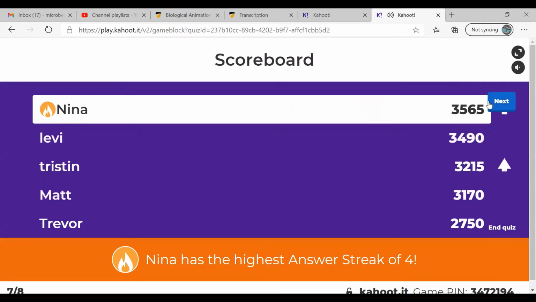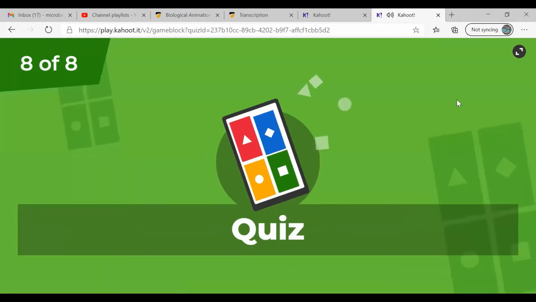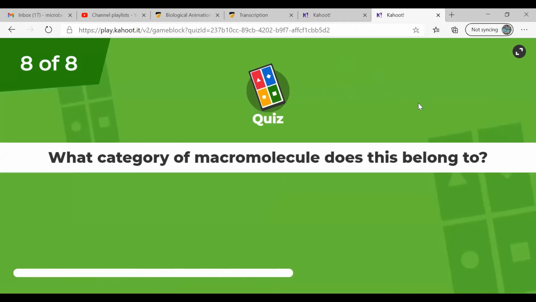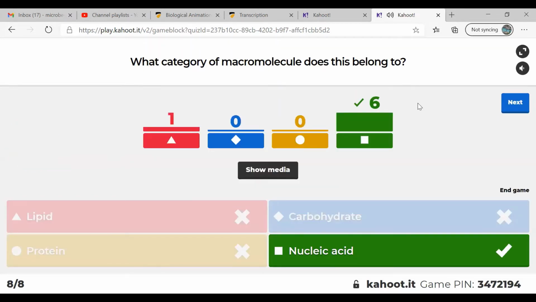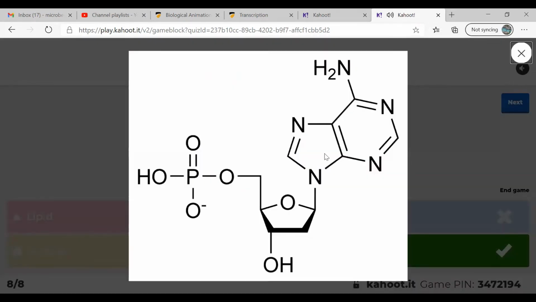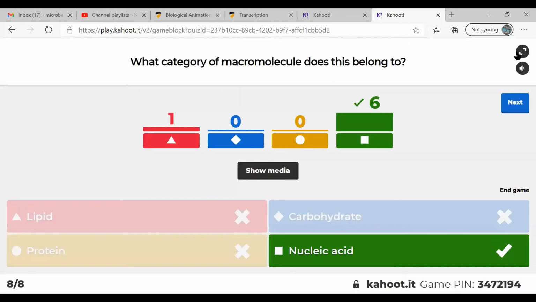Okay, I think there's one more question. A few people rooting for the top spot. So what is that? Okay, most of you got it correct, and that is a nucleic acid. This here is, you can see the phosphate here. You've got a carbohydrate here, and you've got a nitrogenous base, so that would make it a nucleic acid.